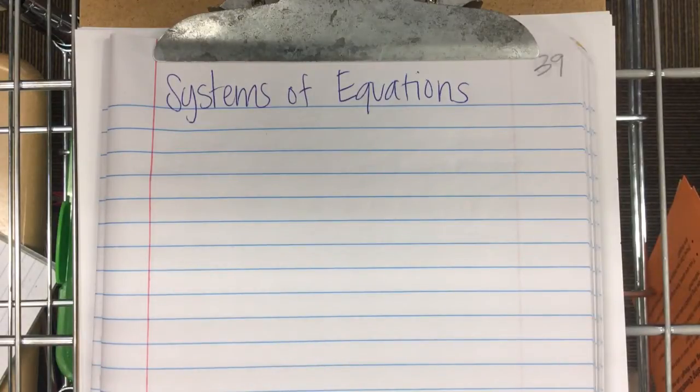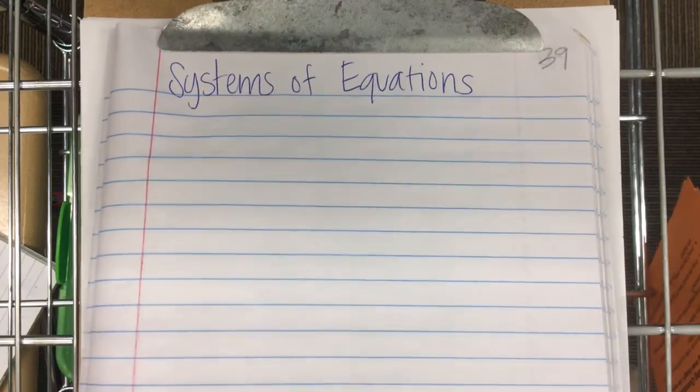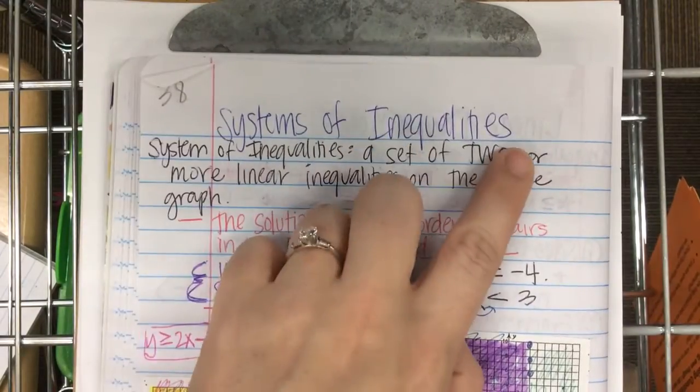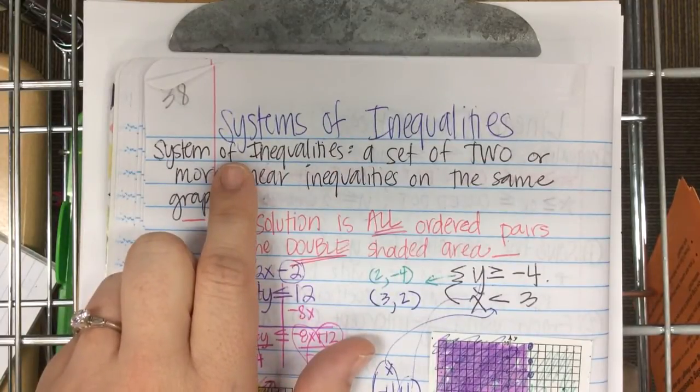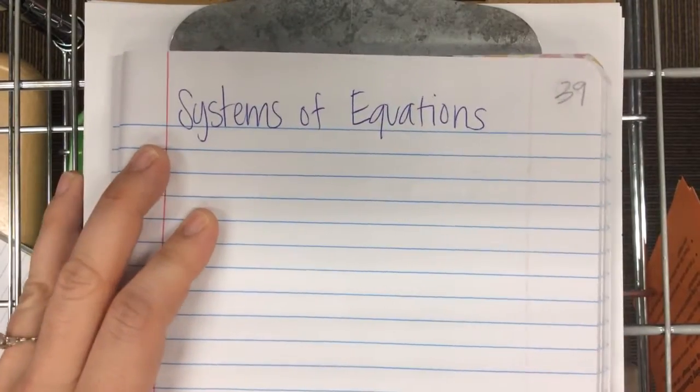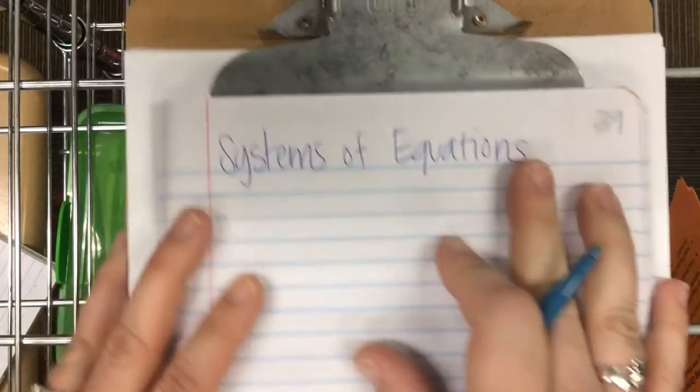Systems of equations. Just like yesterday, a system means a set of two or more, but instead of linear inequalities, today we're doing linear equations. So there's no shading with an equation. So it's a little less work.